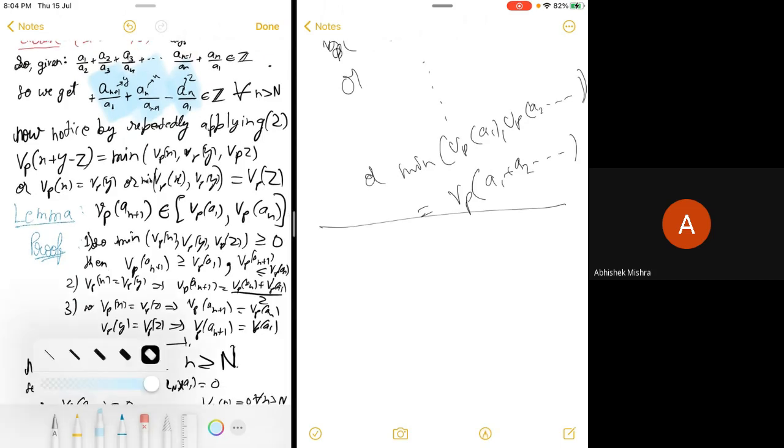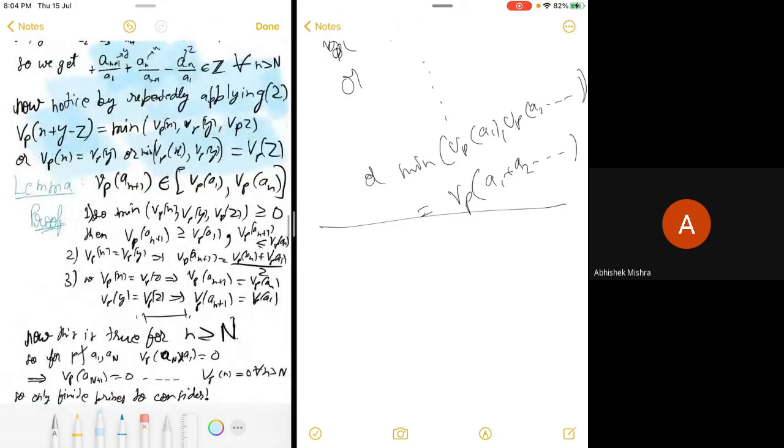Now, notice that by repeatedly applying that 2, we can get that Vp of x plus y minus z is at least the minimum of Vp of x, Vp of y, Vp of z, with equality when the minimum of Vp of x, Vp of y is not Vp of z. So now we propose a lemma, which is that Vp of a_{n+1}, a power of a prime, always lies between that of a1 and an. So, proof.